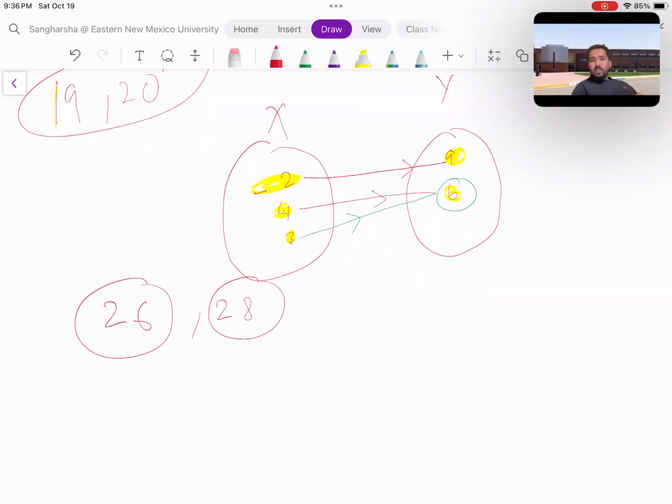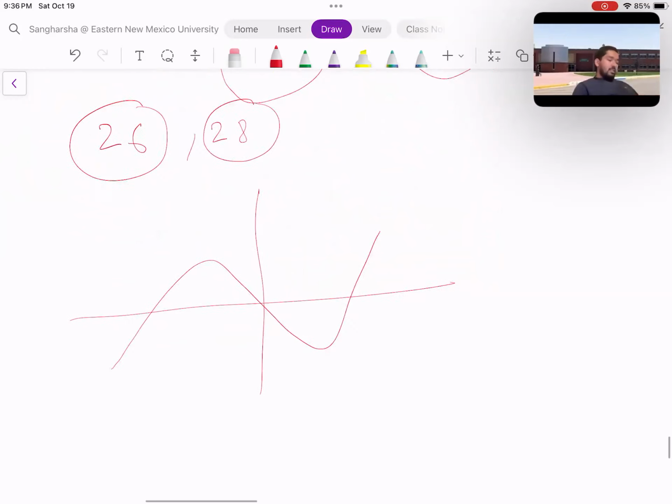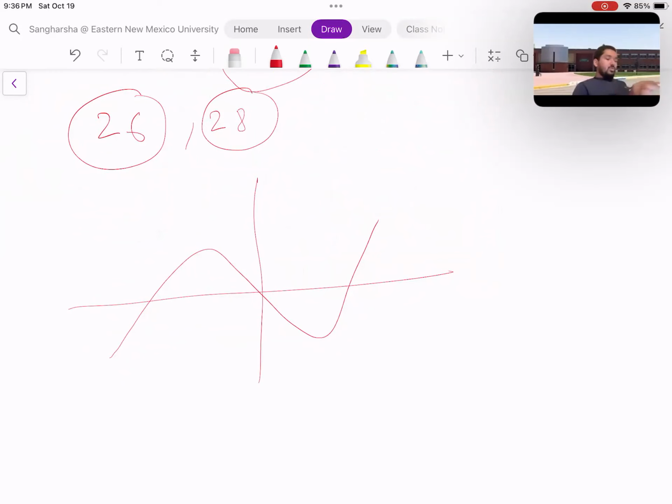And what test do we use to check whether the graph is one-to-one or not? It's the horizontal line test. For example, let's say your graph is like this, and you want to know whether this graph is one-to-one or not. What we do here is draw a horizontal line. If this horizontal line crosses the graph more than once, it is not one-to-one. Here the line crosses the graph at 3 points, so this graph is not one-to-one. Okay, so that's 26 and 28.